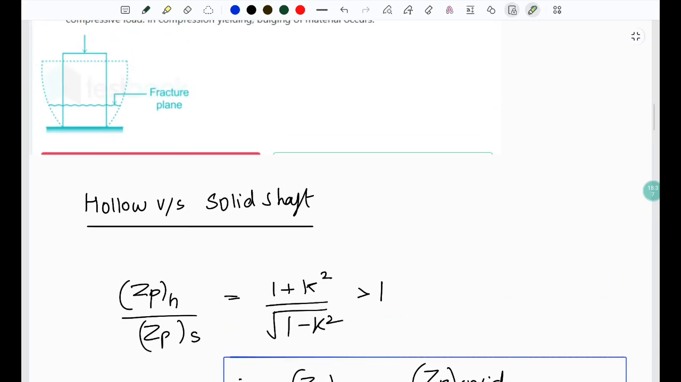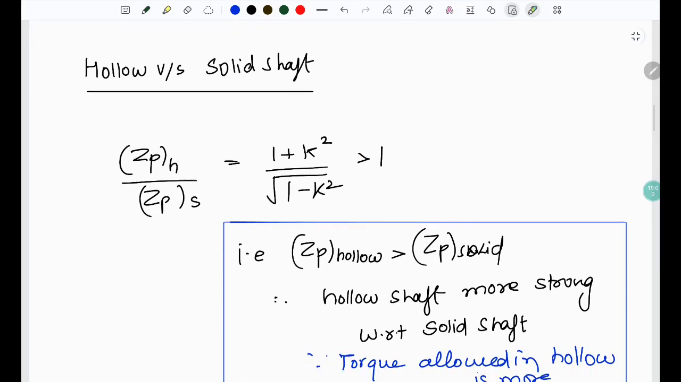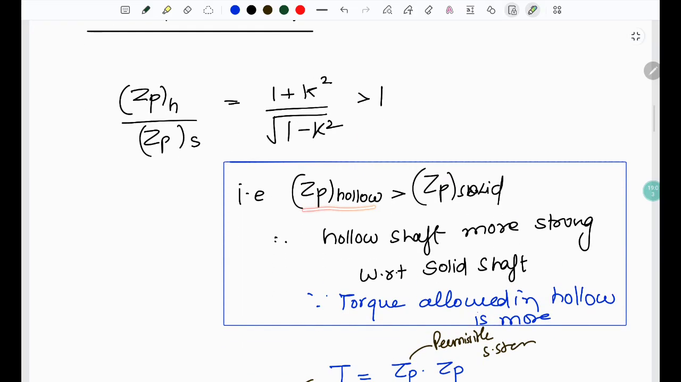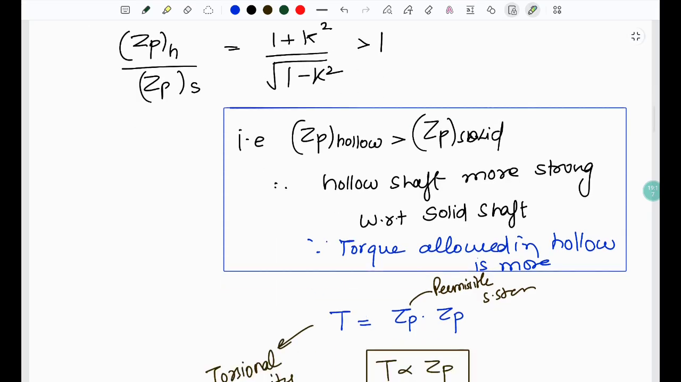Then in terms of the ratio of Zp, that is polar section modulus of hollow shaft and polar section modulus of the solid shaft, it is given as 1 plus k square, where k was the ratio of the inner dia over the outer dia of the hollow shaft, over 1 minus k square. And since this ratio is greater than 1, we can say that the polar section modulus of hollow shaft is greater than that of the solid, which means that the hollow shaft is stronger with respect to the solid shaft. Therefore, the torque allowed, that is the torque carrying capacity, is more in case of the hollow shaft.